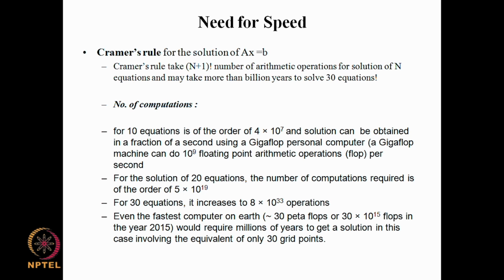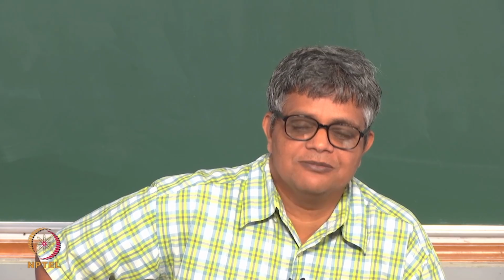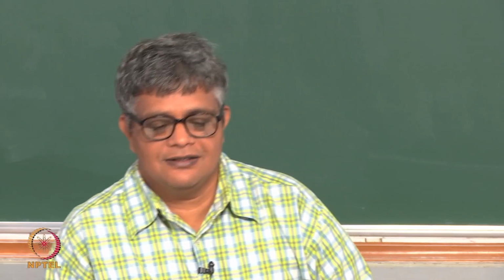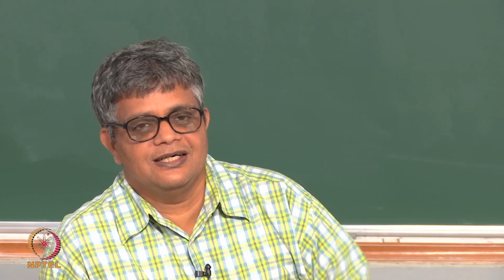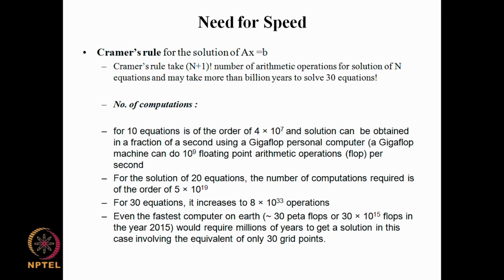And 30 grid points is not much, because as part of this course, in your first assignment you would have seen that we had grids of 10 by 10, 20 by 20, 30 by 30 points. So for 30 by 30 you would have 900 equations, and here we are looking at only 30 equations.